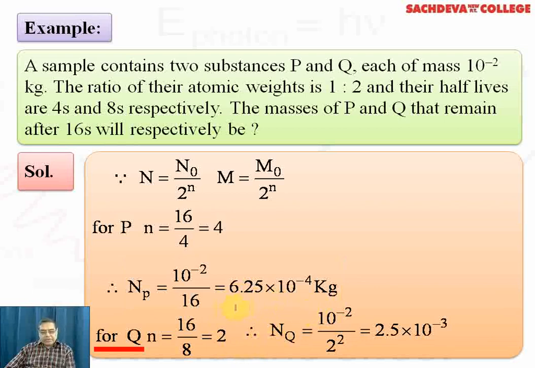And then for Q, we will calculate it the same way. Now we have got the values of mP as well as mQ, which is our aim. So the answers will be 6.25 into 10 to the power minus 4 kilograms for the P sample, and for the Q sample, the amount will be 2.5 into 10 to the power minus 3 kilograms, because the amount is given in kilograms.